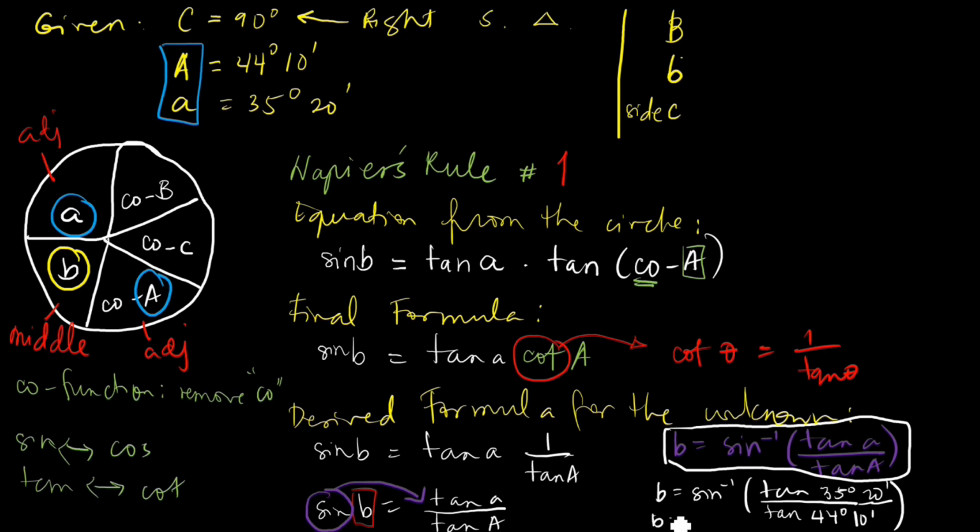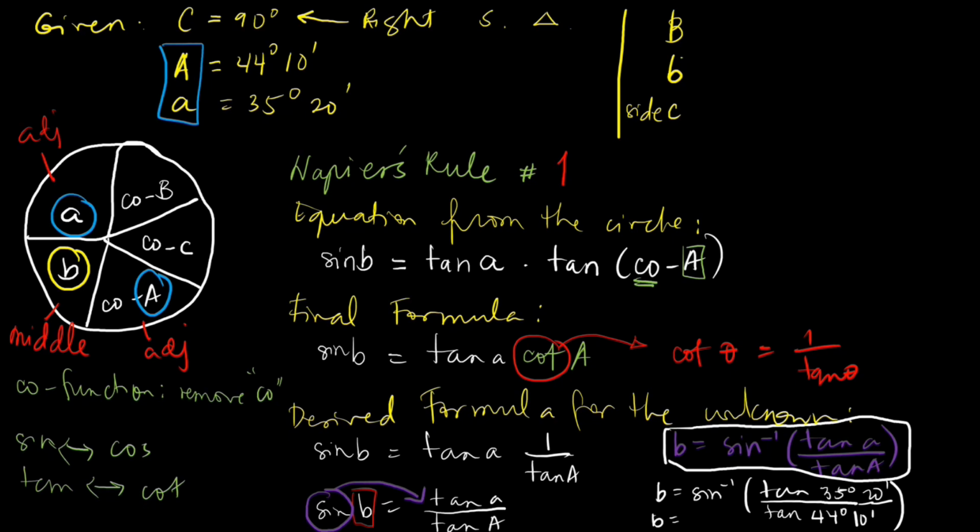So what will be the measure of our side B here? Okay, so input it in your calcu. Again, be sure it is in degree mode. So arc sine, tangent of 35 degrees, 20 minutes, divided by tangent of 44 degrees and 10 minutes. Then you use close parentheses. The answer in the calculator is 46 degrees, 52 minutes.